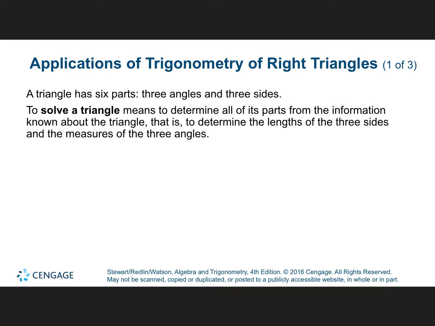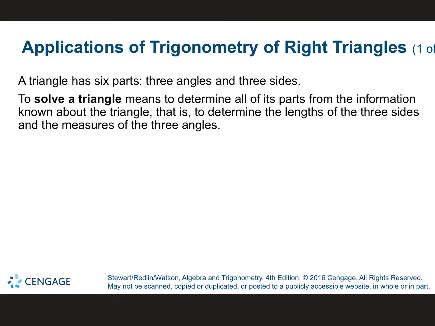So if we recap from yesterday, we said that sine is opposite over hypotenuse, cosine is adjacent over hypotenuse, and tangent is opposite over adjacent. We also went over their reciprocals yesterday, and the reciprocal of sine is cosecant, so that would be hypotenuse over opposite. The reciprocal of cosine is secant, that would be hypotenuse over adjacent, and the reciprocal of tangent is cotangent, which is adjacent over opposite.